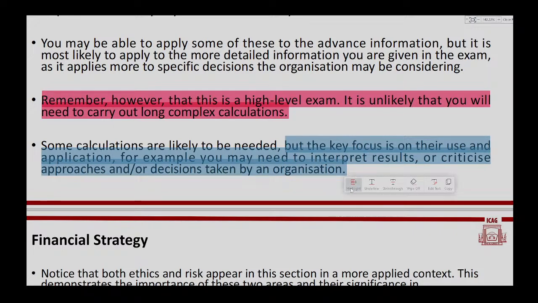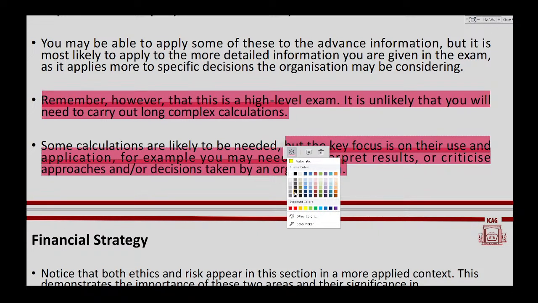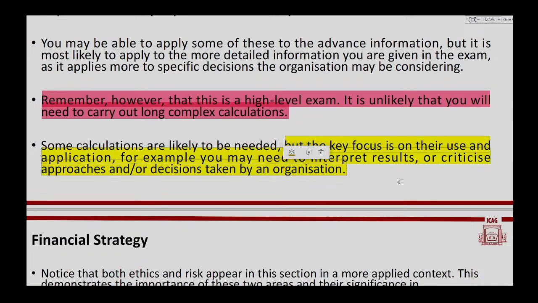by the organization. So the examiner has even given you what you need, right? He has given you what you need. Let me put this in yellow. He said what? The key focus is on what? 1, the use and application. 2, what are the things you are going to use this use and application for? You are going to 1, interpret results. 2, criticize approach that was done.